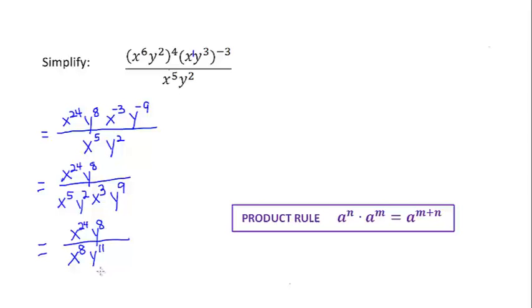All right, we are almost finished. Notice there's one last thing we can do. We have a variable x here and a variable x here. We can simplify and combine these two exponential expressions, again, because they have like bases. But this time, the bases are not being multiplied. Instead, they're being divided. So the rule we need this time is the quotient rule.